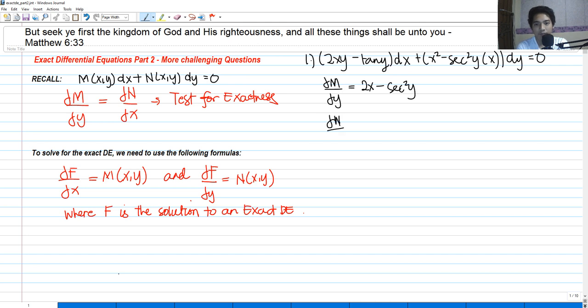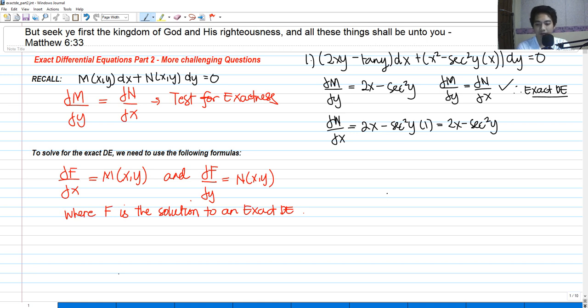Now we have the partial of N with respect to x. With respect to x, the derivative of x squared is 2x, and secant squared y is a constant because we are differentiating in terms of x. So the derivative of x is simply 1, so that we have 2x minus secant squared y. These two, 2x minus secant squared y, are equal. The partial of M with respect to y equals the partial of N with respect to x is checked. Therefore, this is an exact DE.